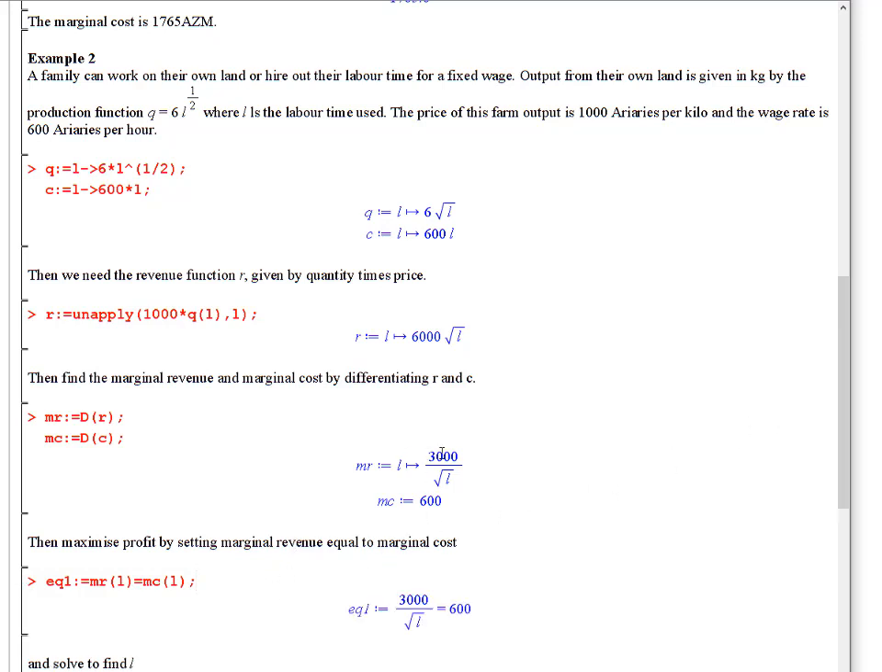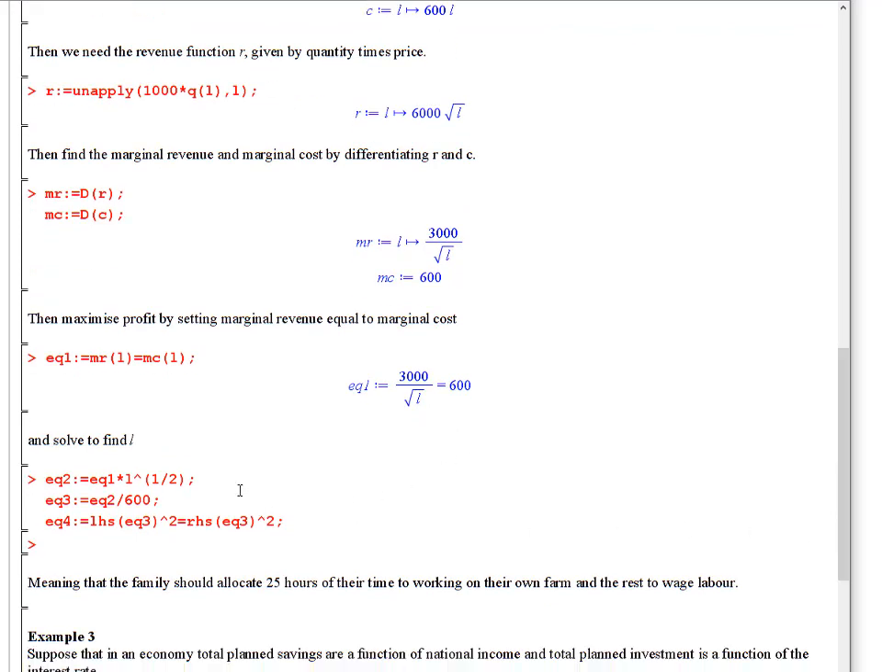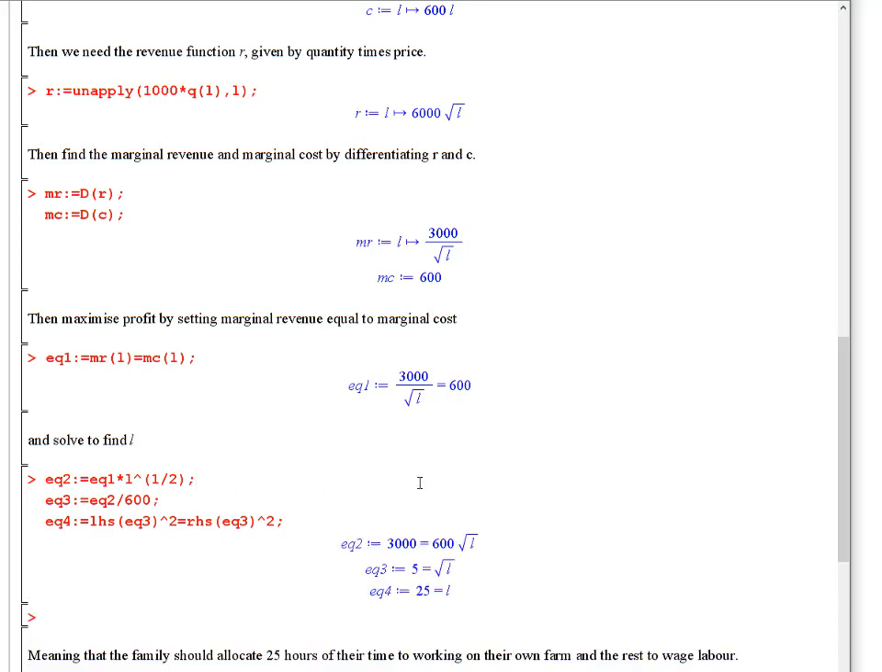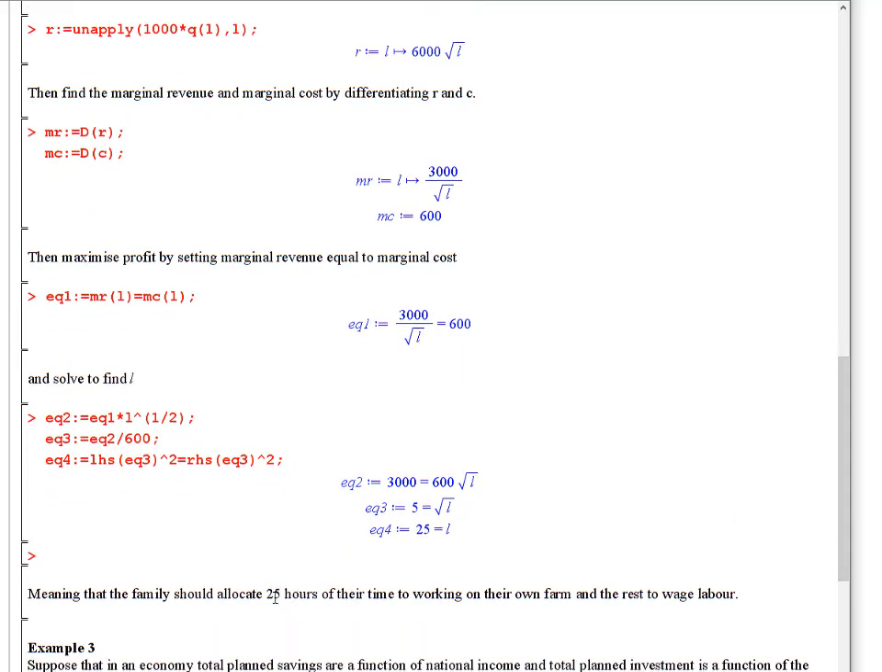So you just set this equal to this: 3,000 over square root of L is 600, and solve that. So we multiply by square root of L, then divide by 600, and then square it to get to 25 is L. That means the family should allocate 25 hours of their time to working on their own farm. After that, everything should go on wage labour.